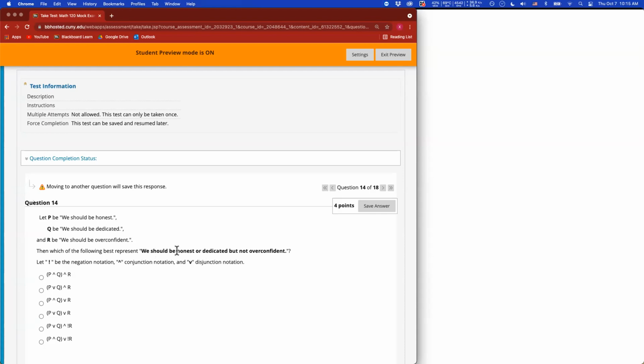So here we have a disjunction, an "or" relation. So we have P or Q, but not overconfident. Here "but" actually means "and", right? So you should be honest or dedicated, but not, which means and not overconfident. So you are negating the R. So you should have P or Q and not R. That will be the choice.